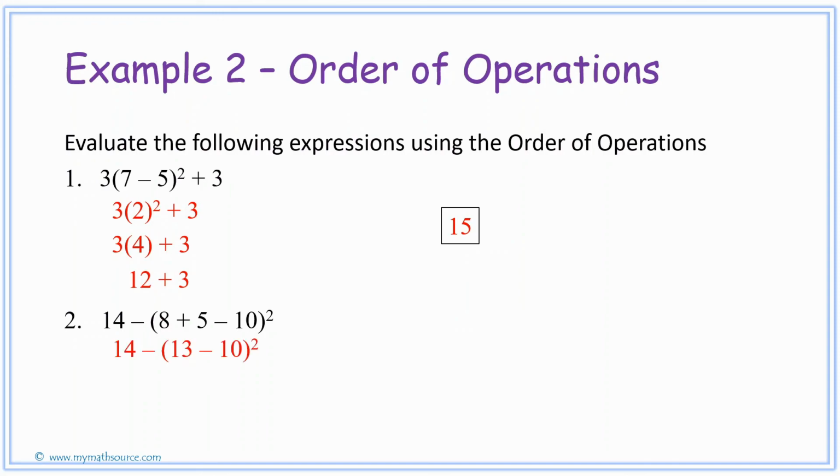And then once you get 13, you notice you can still work inside the parentheses. So don't go to exponents yet. So 13 subtract 10 is going to give us 3. Now that we've done all we can inside the parentheses, we can move on to the next step, which is exponents. And so we see the exponent there is a 2. So 3 squared is 9, right? 3 times 3 is 9. And now we can do the last step of 14 subtract 9, and that will give us 5 as our final answer. And so that's how we utilize the order of operations.